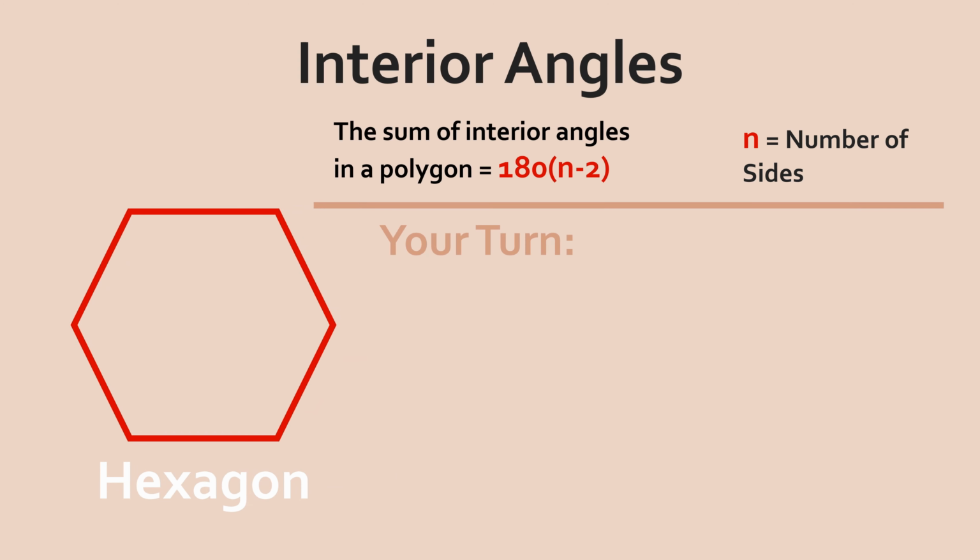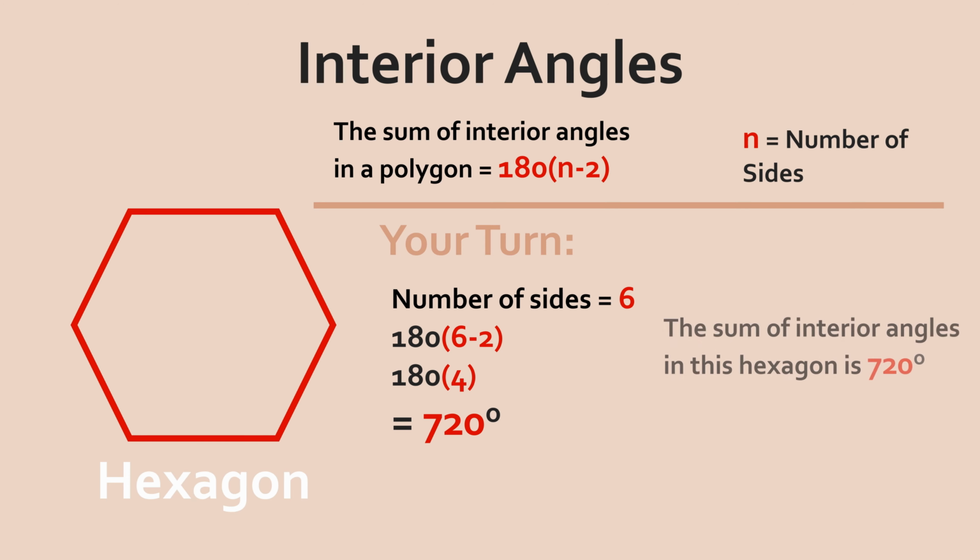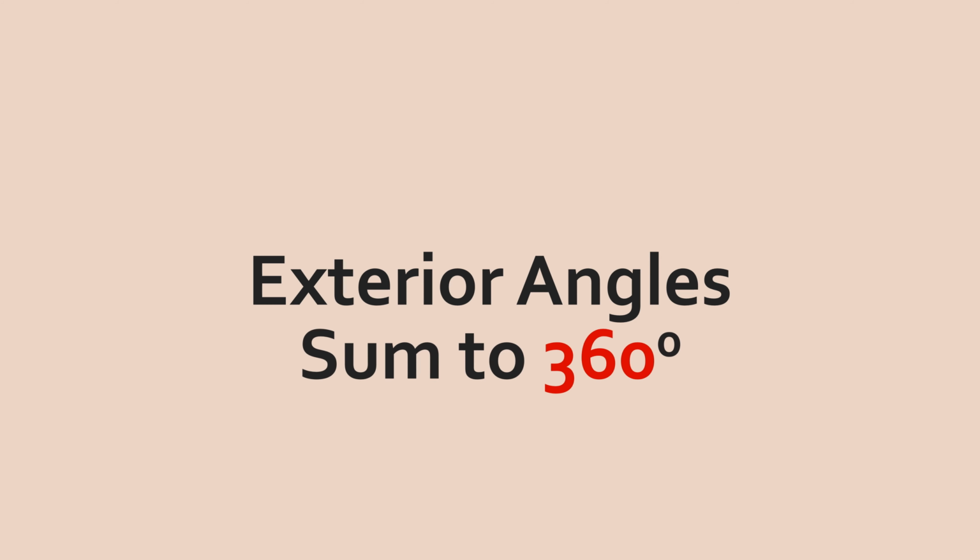Armed with this knowledge, have a go at this. Calculate the sum of interior angles in this hexagon. If you got 640 degrees, you might want to check again because the answer is 720 degrees. There's a shortcut for the sum of exterior angles in any polygon. It's always 360 degrees. No matter how many sides the polygon has, or which exam board you're with, the sum of its exterior angles will always be a full circle rotation.